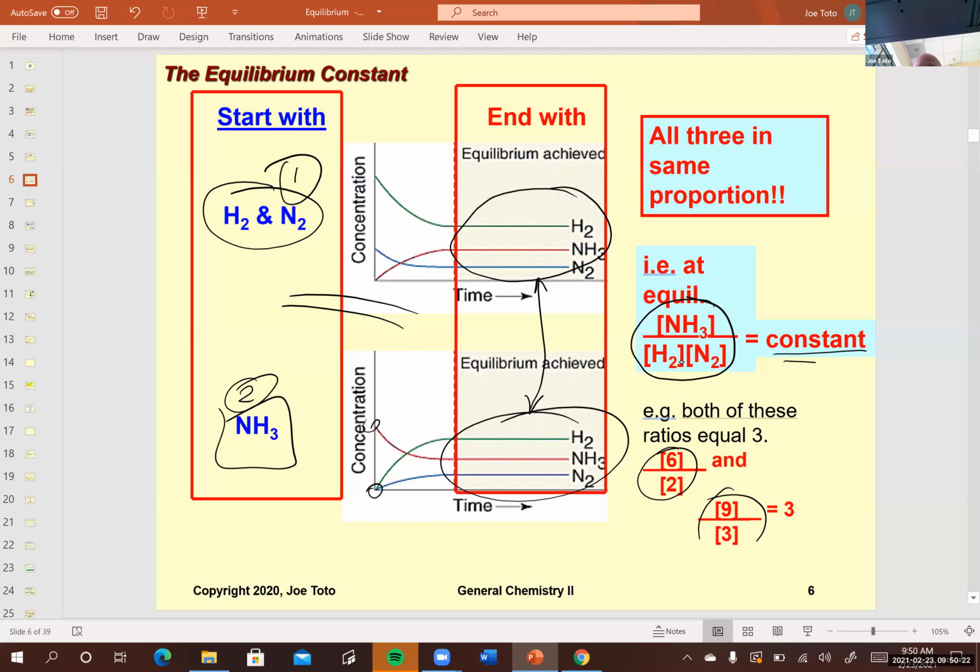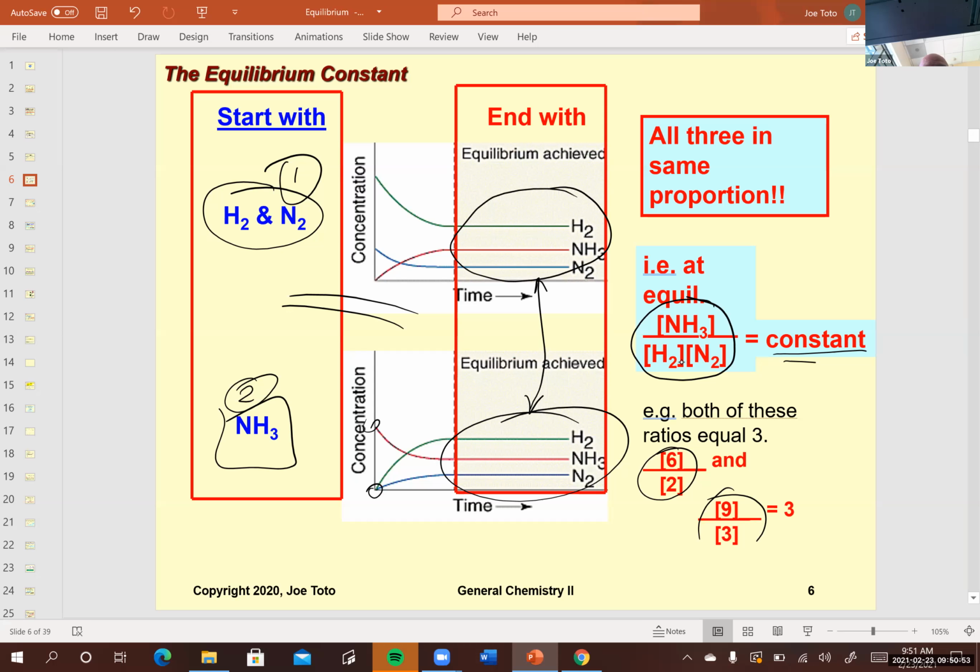So, Professor, that's saying basically that over here to the right, however you start the H2 and N2 and NH3, it's going to end the same way when it comes to equilibrium. That's basically how it's going to end either way, with the same ratio, correct? That's right. It's the ratio that's going to be the same from one case to the next.